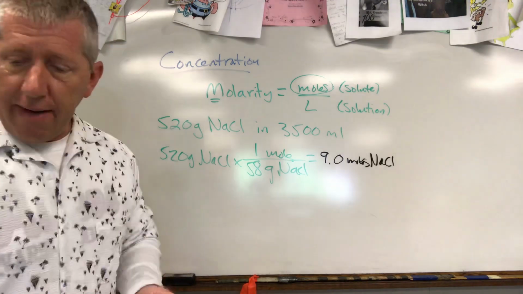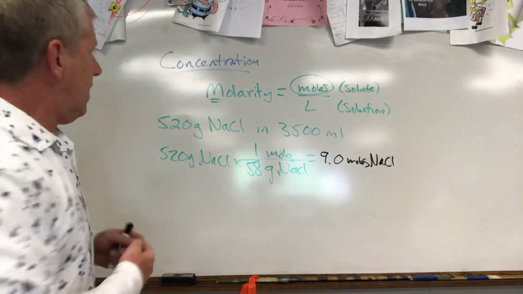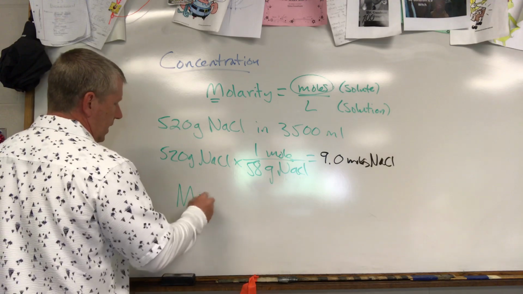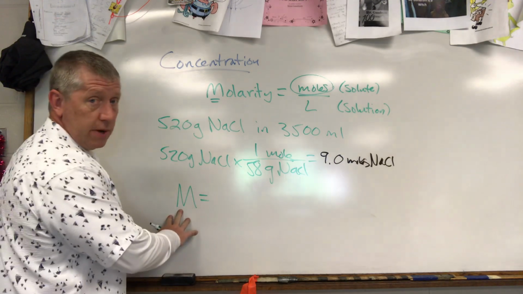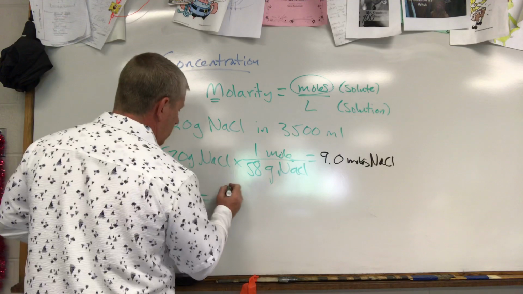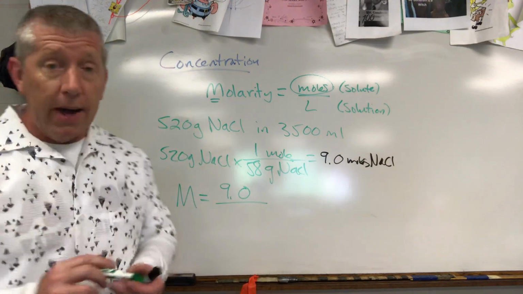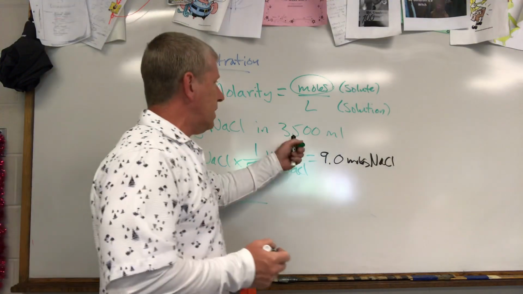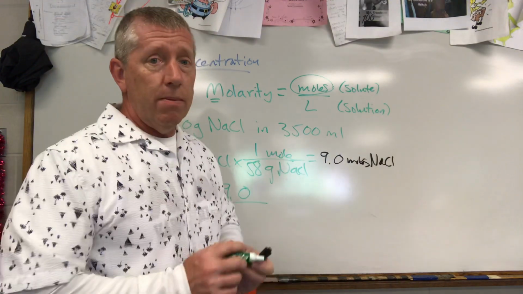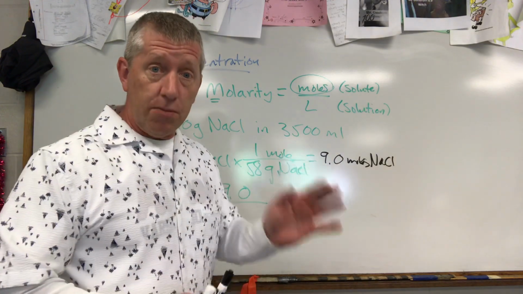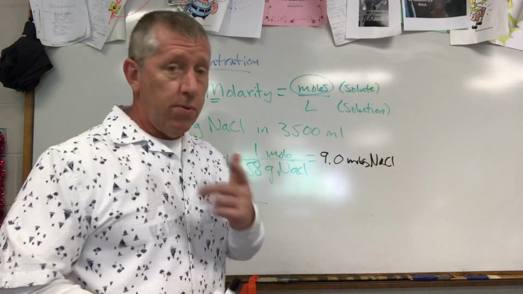Okay, so we have the top part of the fraction. I'm going to put M for molarity. That's what M stands for. Molarity is big M. 9.0 is on the top. What about on the bottom? On the bottom, we're going to take 3,500 milliliters and convert it to liters. Some of you might know that you're just moving the decimal point 3 places to the left, 3.5 liters.